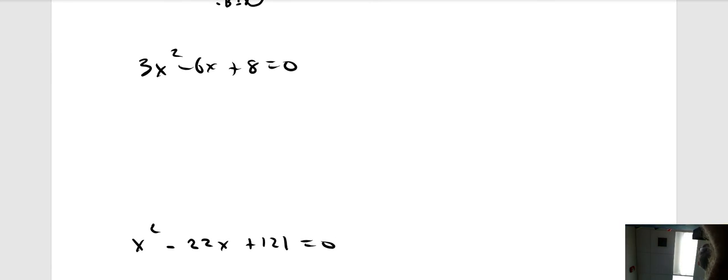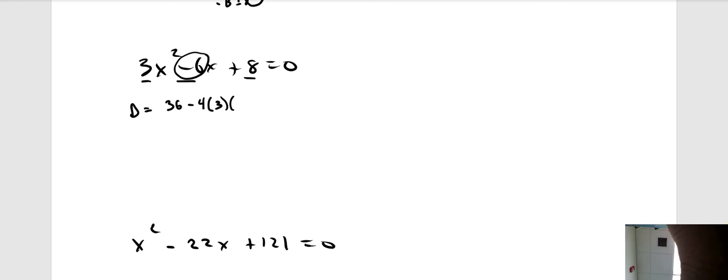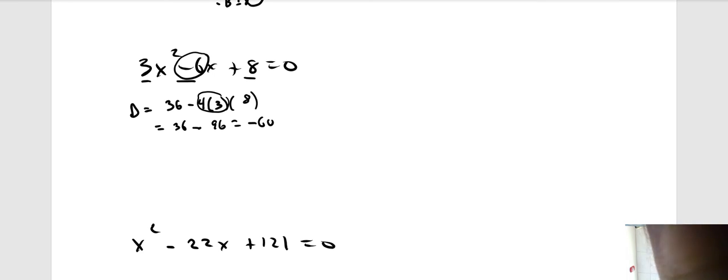So let's take a look at this one right here. I'm going to put d for discriminant equals b squared, which would be 36, minus 4 times a times c. Now, it doesn't even really matter here what the actual value is. This is going to be a negative number, because you have 36 minus 12 times 8, which is 96, I believe. So what is that? Negative 60.